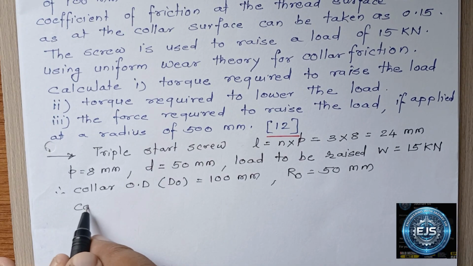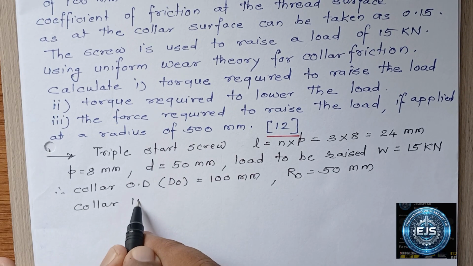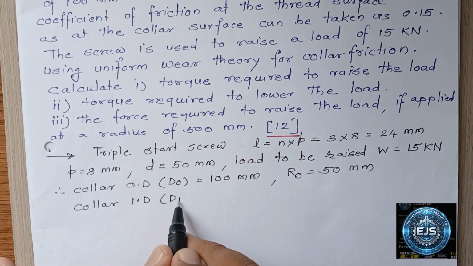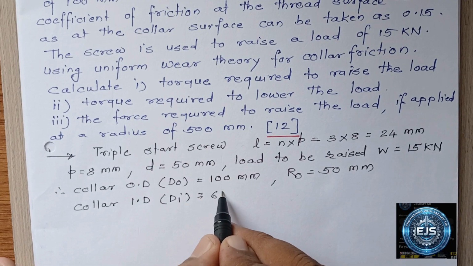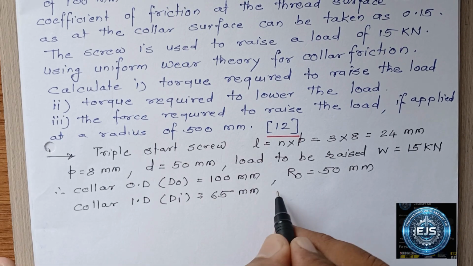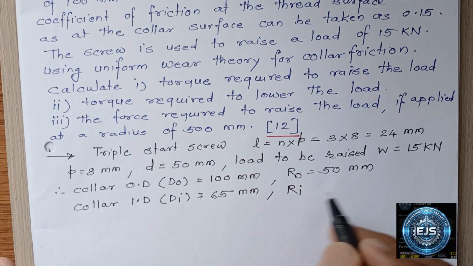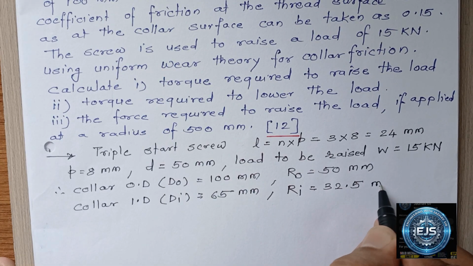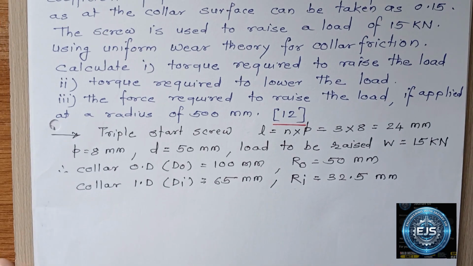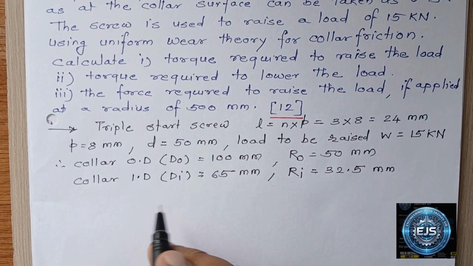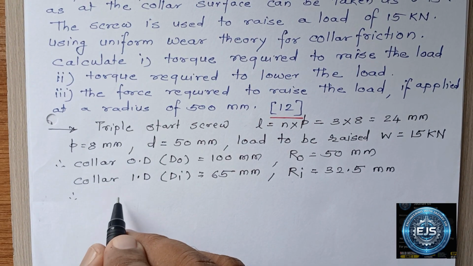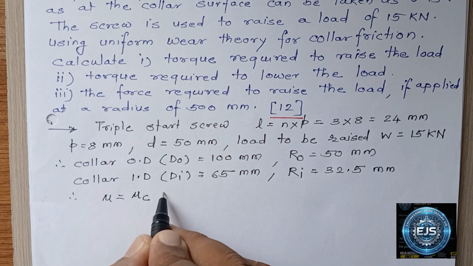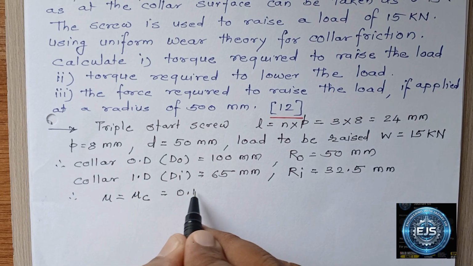Similarly, collar ID, DI is equal to 65 mm. So RI is equal to 32.5 mm. Coefficient of friction for the thread and collar is same. So mu is equal to mu c. Mu is equal to mu c and that is equal to 0.15.